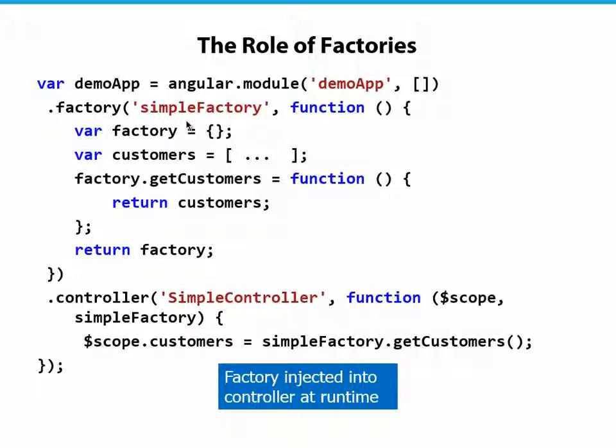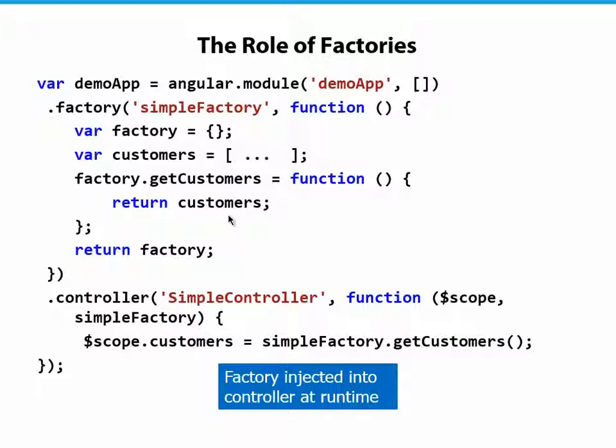So in this factory, we're going to give it a name, and what the factory is going to do in this case is provide a way to get customers. So let's assume we have some customers variable up here, and what we want to do is create a factory object, define a method on it that returns this customer variable. Now in a real life app, this getCustomers might actually go out and make an async call. And then that async call data returns, and then returns it to the controller or controllers that needs it.